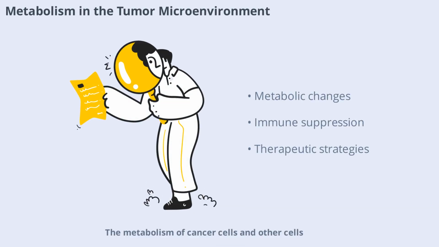Metabolism of cancer cells and other cells in the tumor microenvironment can affect immune responses. Tumors often create a low-oxygen, acidic environment that can suppress immune cell function. Targeting metabolic pathways is a promising strategy to improve the effectiveness of immunotherapies.